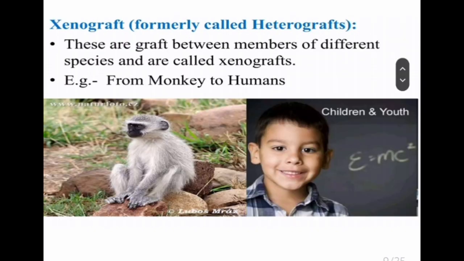The fourth and the last type is called xenograft. These are grafts between members of different species and are called xenografts. So basically the transplantation occurs between members of different species, in which the donor belongs to one species and the recipient belongs to another species. For example, monkey to human. Transplantation occurred from monkey to human.